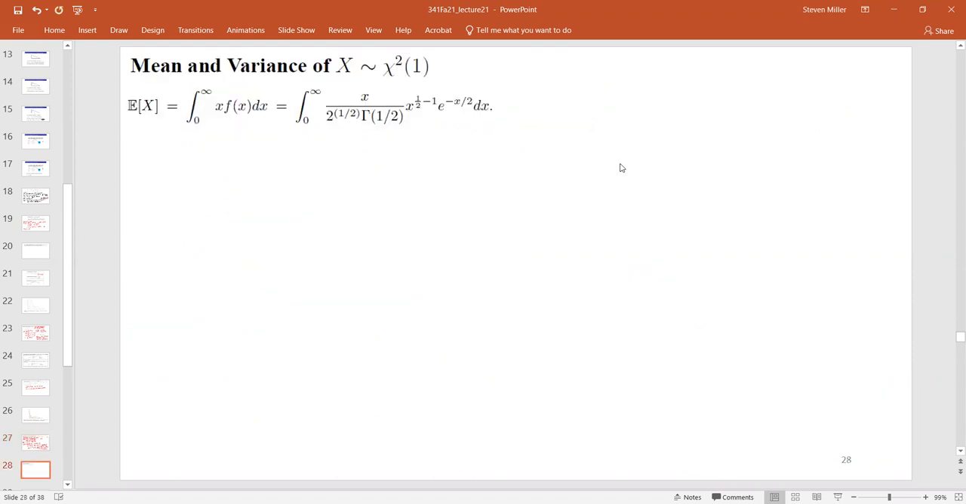The CDF method is very powerful. You can calculate the mean and the variance of a chi-squared random variable. I'm not going to go through that calculation in the interest of time, but I strongly urge you to make sure that you can do a calculation like that.